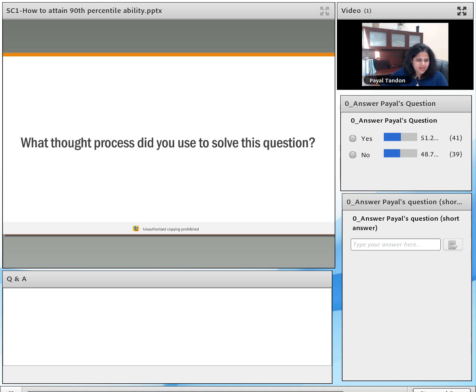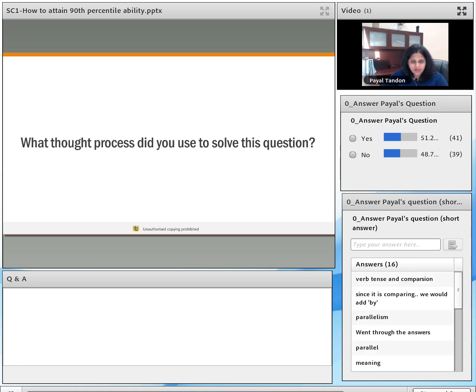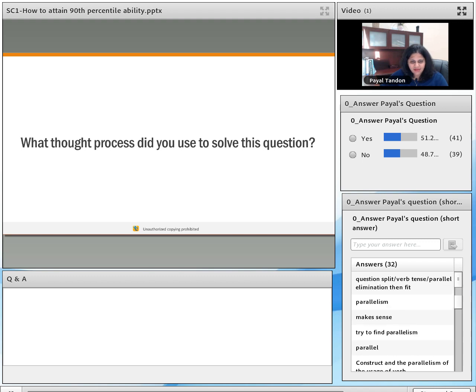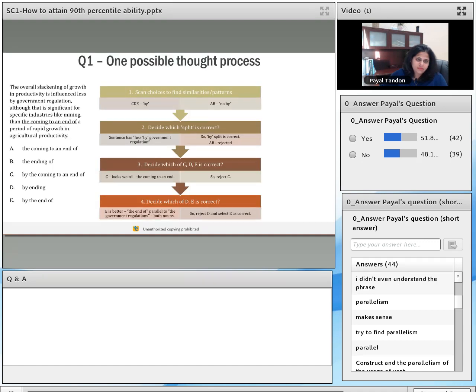Again, I see that a couple of you are posting your answers in the Q&A board. Please, for the questions that I'm asking you, put your answers in the short answer poll here. So I'm looking at it parallel. Since it is comparing, we would look at the by construct and parallelism, usage of verb, try to find parallelism. Fill in the answer choice as a blank and then see which one makes sense. Question split, verb tense, parallel elimination, then fit. Okay, all right, so here is one possible thought process.